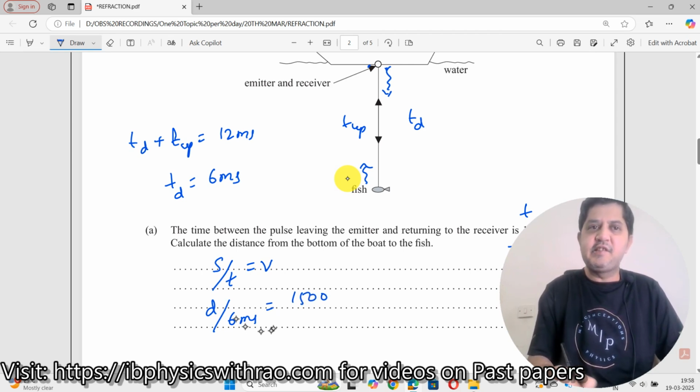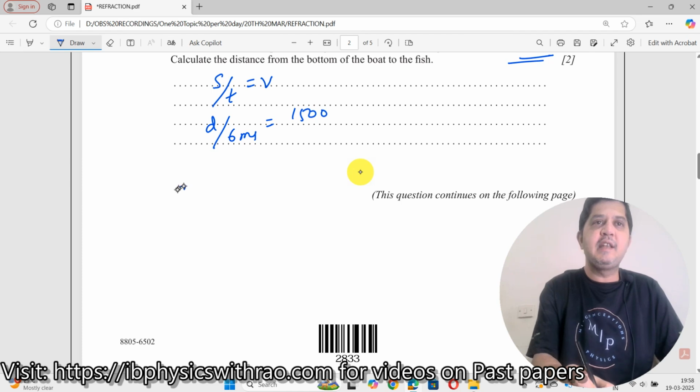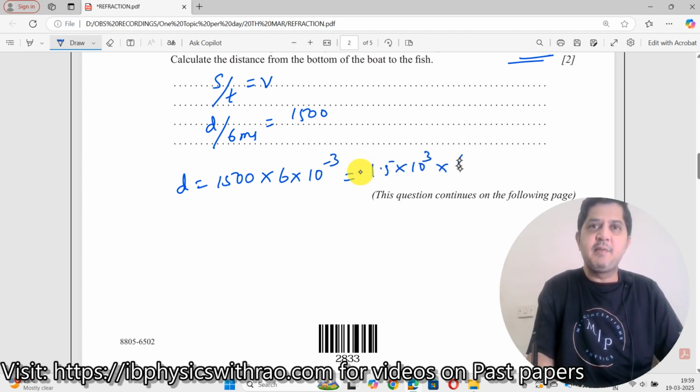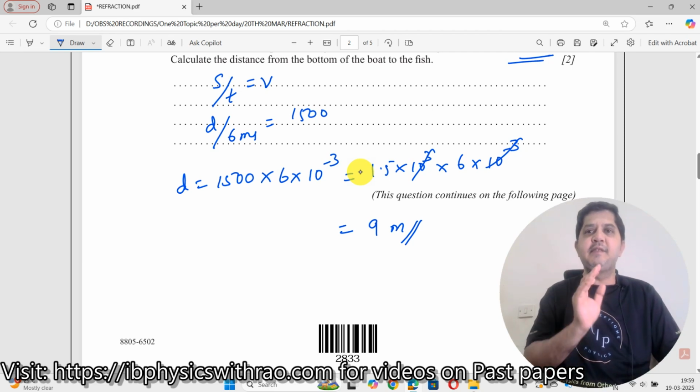Many students make a mistake over here writing this as 12 milliseconds. Don't do that. Understand the problem and then solve it. So now I can write D is equal to 1500 multiplied by 6 multiplied by 10 power minus 3, which I can write as 1.5 into 10 cube multiplied by 6 multiplied by 10 power minus 3. This goes away. So I get the answer as 1.5 into 6, which is 9. Unit should be meters. Thus the fish is at a distance of 9 meters from the bottom of the boat.